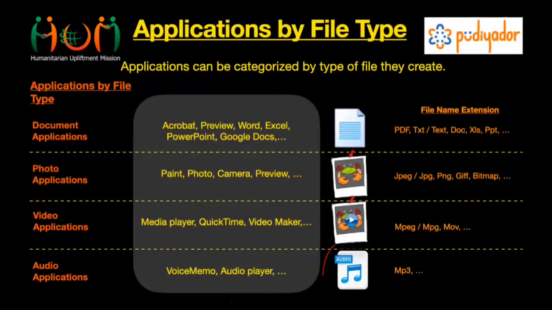So in this gray box here, you see the different applications that are separated by what kind of file type they work on. So for PDF documents, you have Acrobat Reader. I don't know how many of you have Acrobat Reader, but most mobile phones have some app to read PDF documents. Then for word processing, you have Word, Excel, PowerPoint, Google Docs, right?